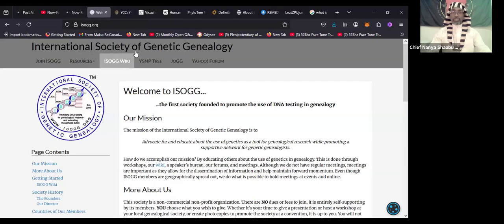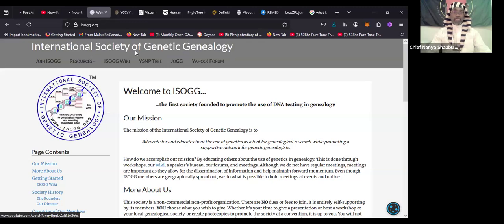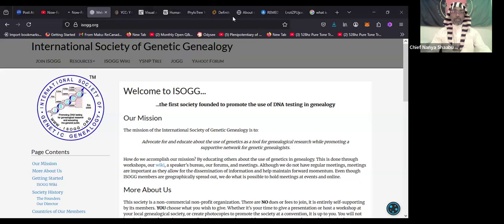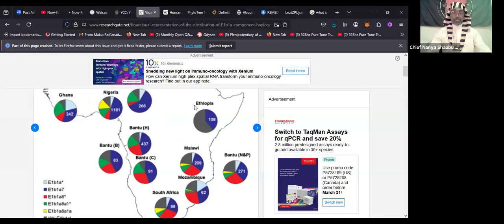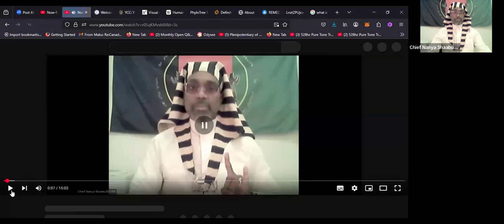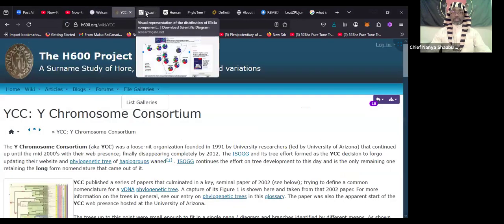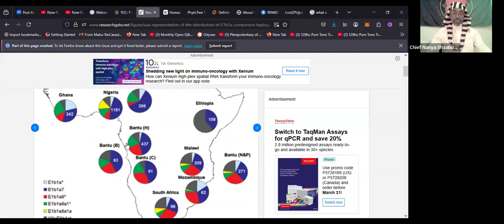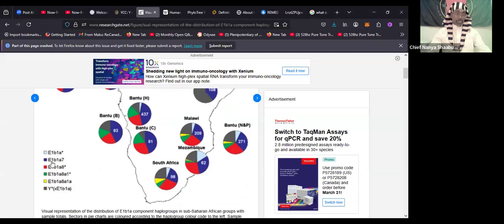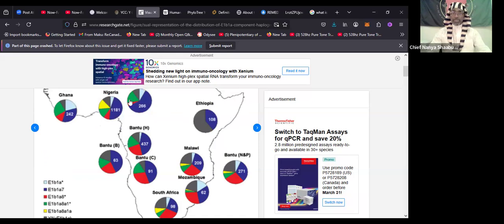Okay, this was 243. I just rebooted these. Now, if I click this, okay. So, the International Society of Genetic Genealogy. And of course, they talk about the markers. As you can see here, E1, B1, and where it all came from. All these are the markers, E1B1A, and then there's E1B1B, showing you how and where they came from in Africa.